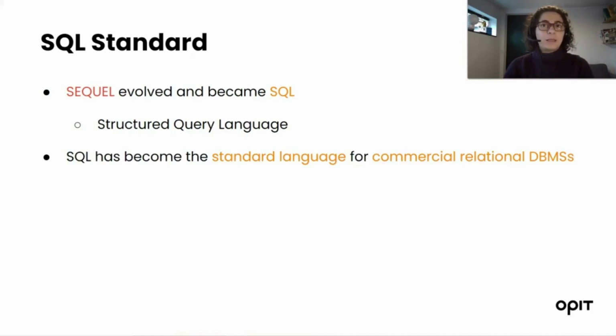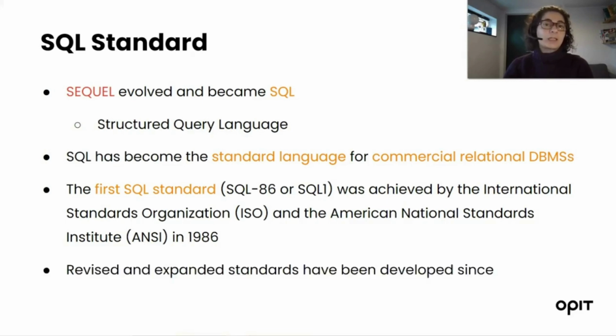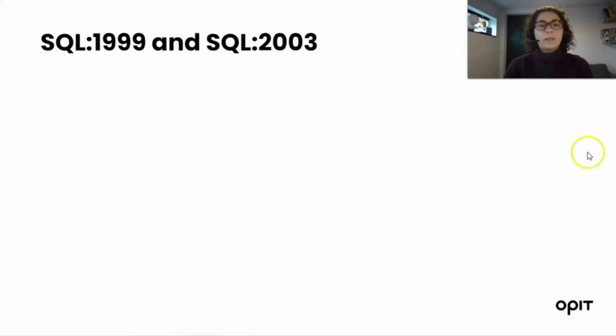Since its development, SQL has now become the standard language for commercial relational database management systems. And since 1986, it has been standardized. The first SQL standard was achieved by ISO, the International Standards Organization, and ANSI, the American National Standards Institute. Since then, there are many revised and expanded standards that have been developed. Now there are new updates of the standards roughly every 4 years. The standards from 1999 and 2003 are perhaps the most well-recognized standards.